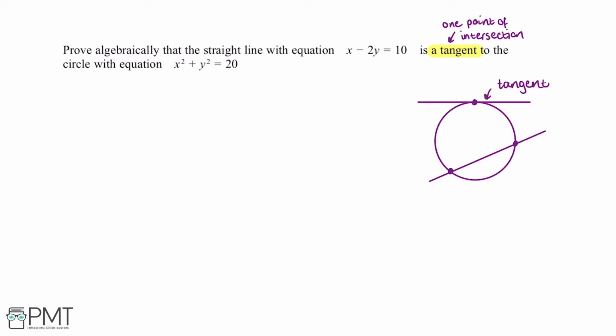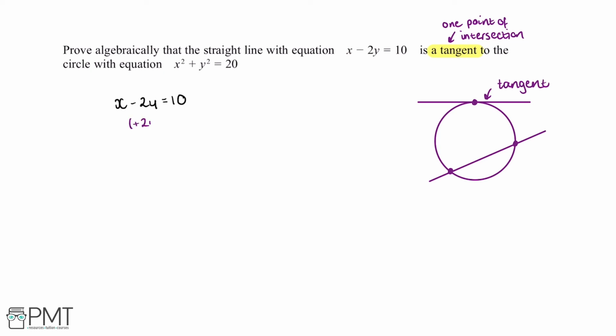Now this is what a tangent looks like. So the reason we need to prove that there's only one point of intersection is to show that it only touches the circle once. However, this line at the bottom is not a tangent because it has 2 points of intersection with the circle. So what we'll need to do is substitute this straight line equation into the equation for the circle. However, the first thing we'll need to do is rearrange this equation.